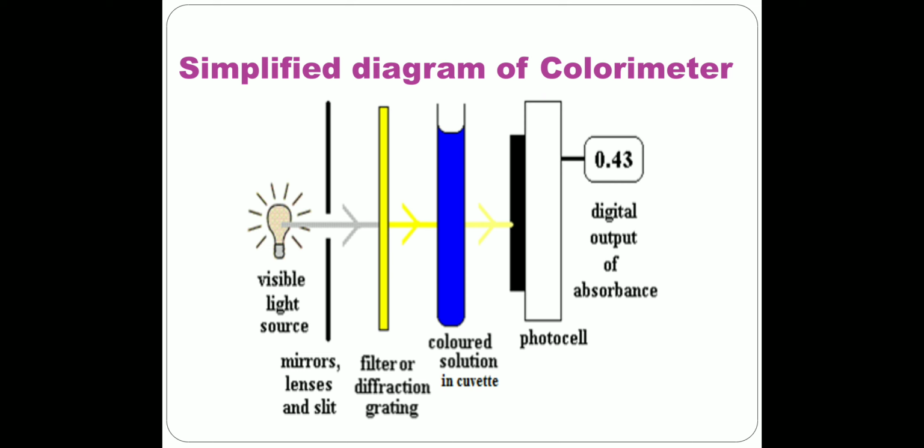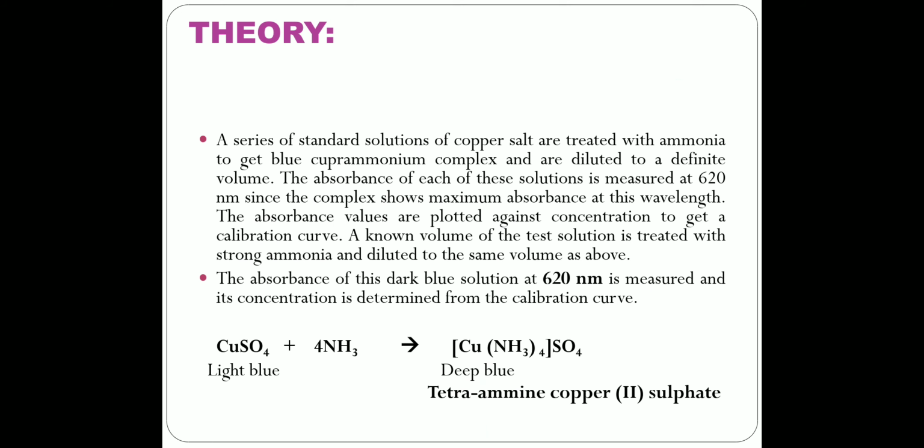Here the absorbance or optical density, as I earlier told you, is A equal to log I0/I, where I0 is the intensity of the incident light and I is the intensity of the transmitted light. Now when we are going to perform the experiment, we need solutions having varying concentration. We need a series of standard solutions. All these solutions are prepared in 50 ml standard flasks, using copper sulfate solution and ammonia solution.